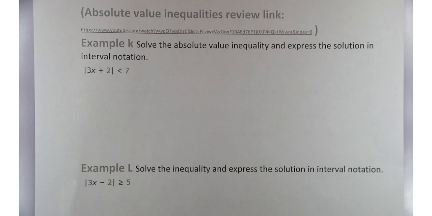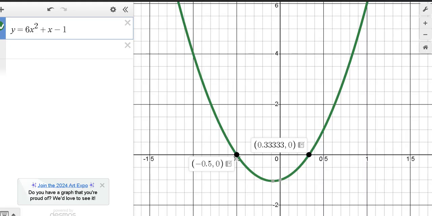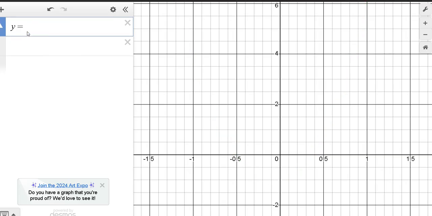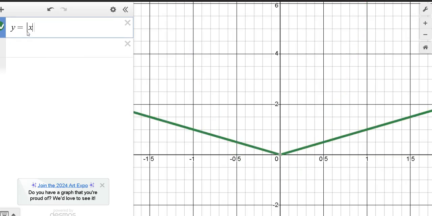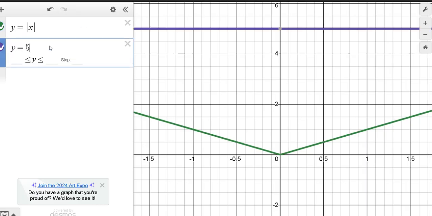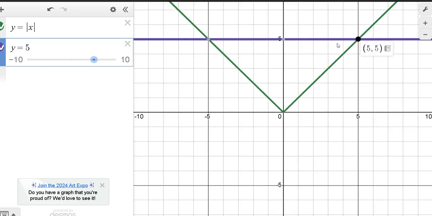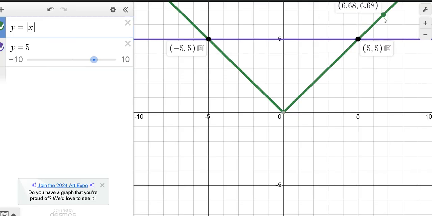Let's take a look at an absolute value problem here. And I'm going to make it a friendly one to start with. So let's take a look at y equals, say, the absolute value of x. And I want to know where that's greater than or equal to the line y equals 5. So if I wanted to know where this graph is greater than or equal to 5, it's going to be to the right of 5 and to the left of -5.